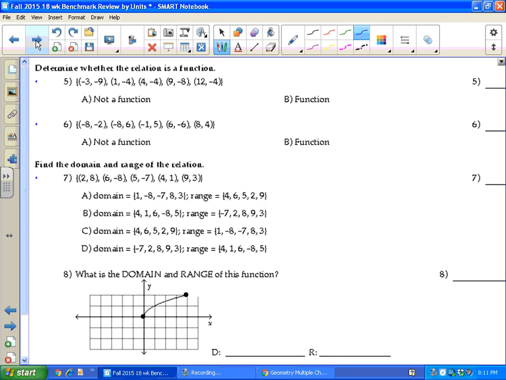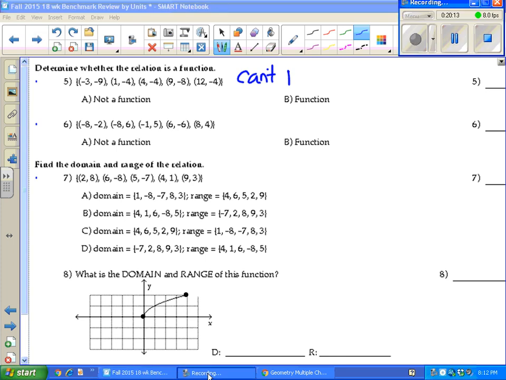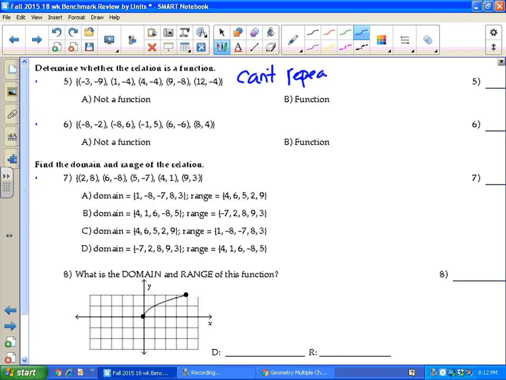Decide whether the relation is a function. To be a function, remember, you can't repeat x's. All right? So let's just check. -3, 1, 4, 9, 12. We didn't repeat x's. Guess what? That one's a function. -8, stop right there. We repeated -8. Every x can only have one y answer, so this one has two y answers, so this one's not a function.